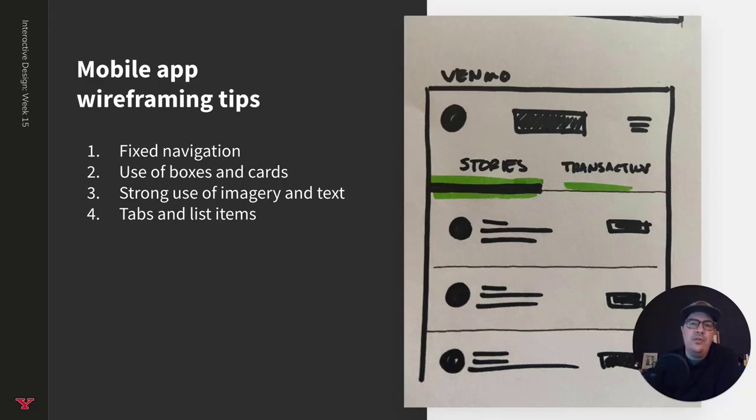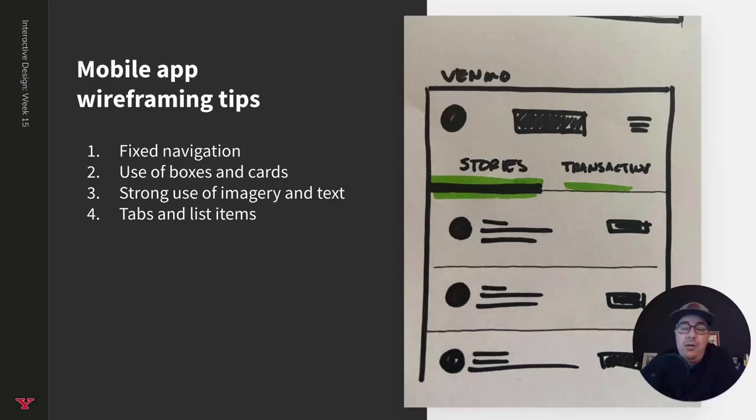And so, think about how you might be able to use tabs or list items to allow the user to make quick decisions, to maybe tap on something and expand to read more, but not that they have to see all of that to actually make the decision, if that makes sense.